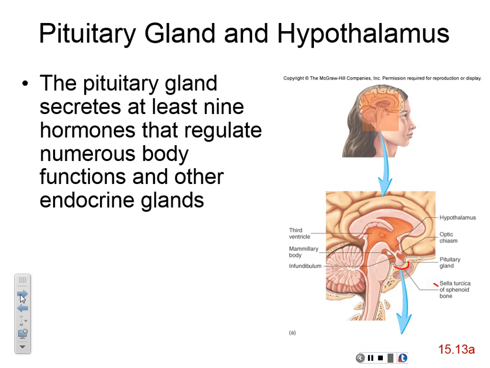So the posterior pituitary is called the neurohypophysis because it's controlled by action potentials from the nervous system, and the adenohypophysis is the anterior pituitary because it's controlled by hormones from the hypothalamus. It secretes about nine hormones.